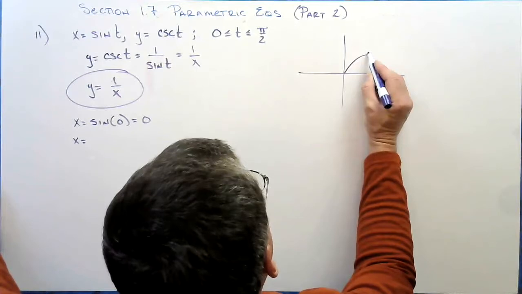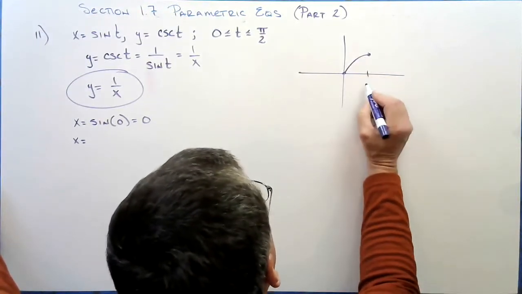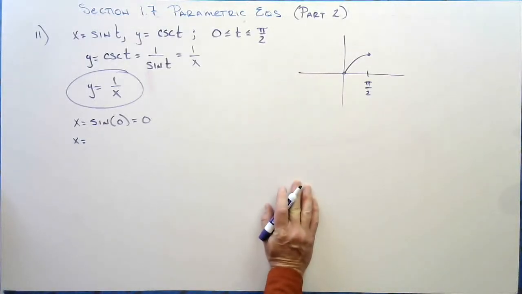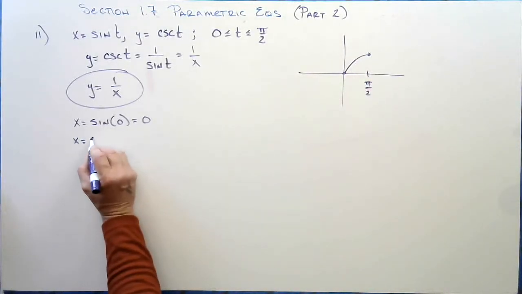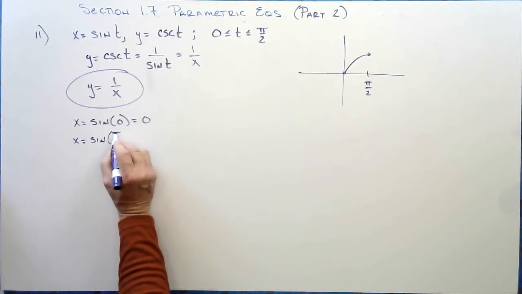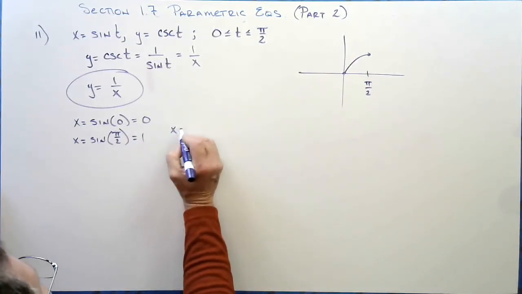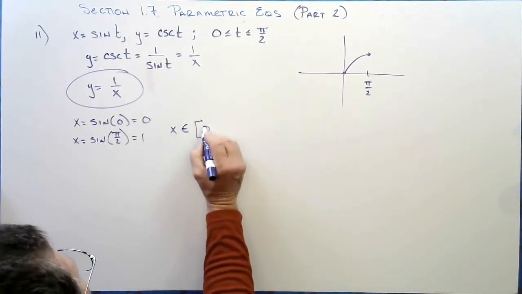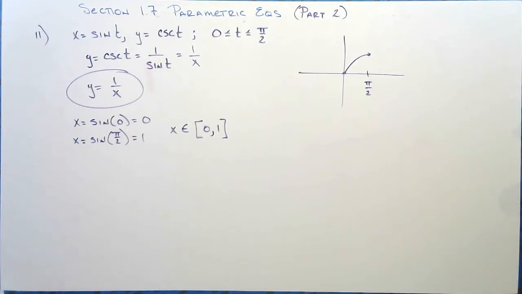Well, the graph of sine from 0 to pi over 2 looks like this, right? I'm just drawing a graph of sine, and I'm stopping at pi over 2. So we can see that x starts at 0, and it passes through all the real numbers all the way to x equals sine of pi over 2, which is 1. So x is an element of the closed interval from 0 to 1. Now, what about our values of y?